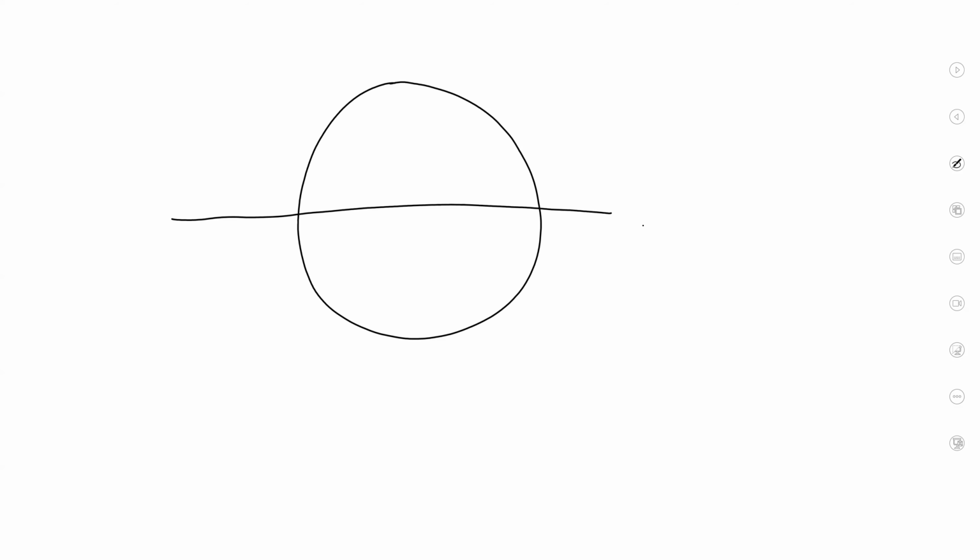Going to draw a circle. This is the x-axis. This is the y-axis. If I draw a triangle, starting at the origin or my vertex, this is the radius, this is the y value, and this is the x value.